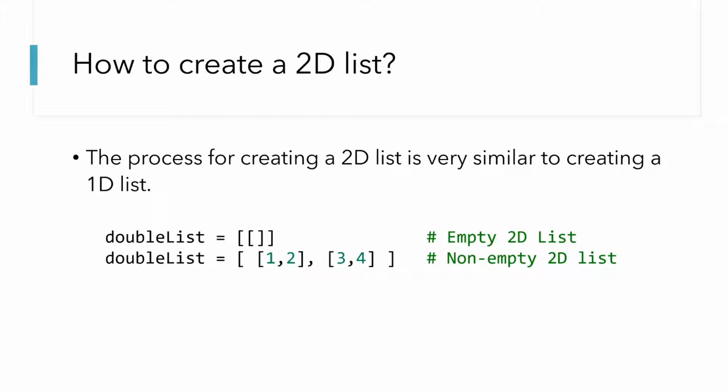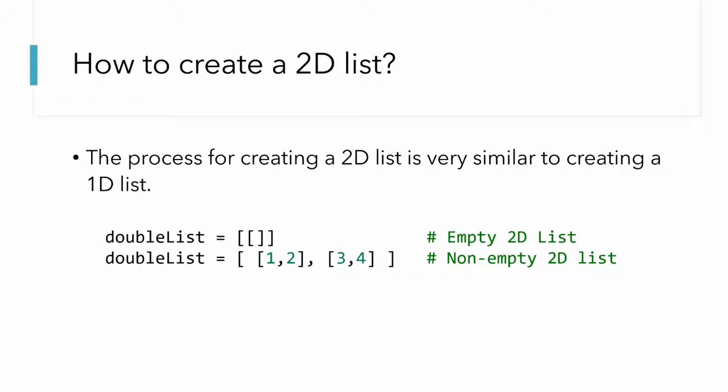Now, to create a 2D list, it's very similar to the way we create a 1D list. On screen, I show you the creation of two 2D lists. The first line of code shows you how to create an empty 2D list. That's kind of useless, to be honest. There aren't many cases where you're going to be creating an empty 2D list. You're more likely to create an empty 1D list and then start appending entire lists to the 1D list. But still, this would be how you create it.